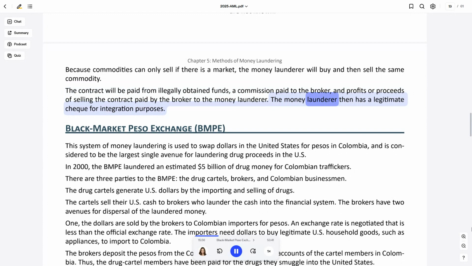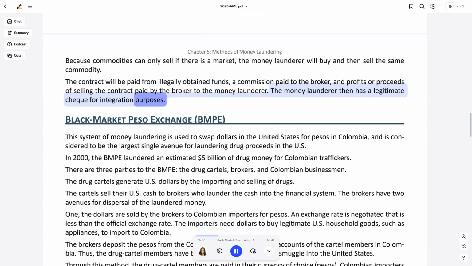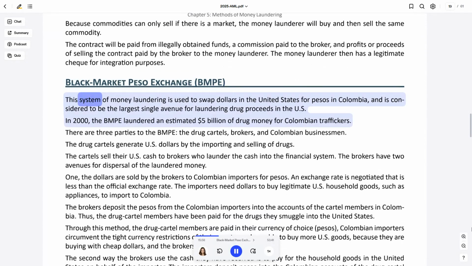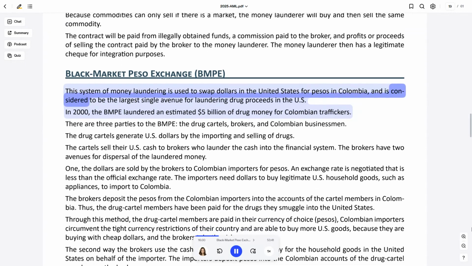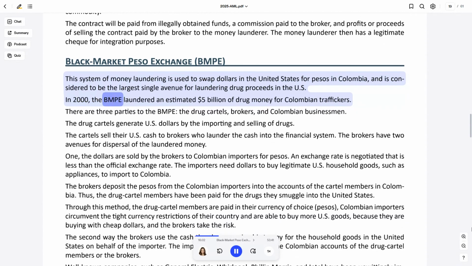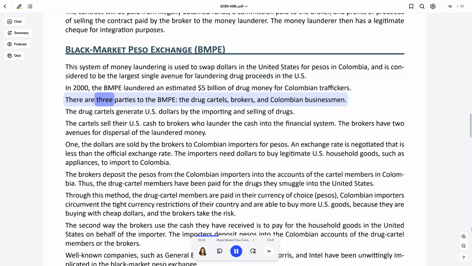The money launderer then has a legitimate check for integration purposes. Black market peso exchange, BMPE. This system of money laundering is used to swap dollars in the United States for pesos in Colombia, and is considered to be the largest single avenue for laundering drug proceeds in the U.S. In 2000, the BMPE laundered an estimated $5 billion of drug money for Colombian traffickers. There are 3 parties to the BMPE: the drug cartels, brokers, and Colombian businessmen.